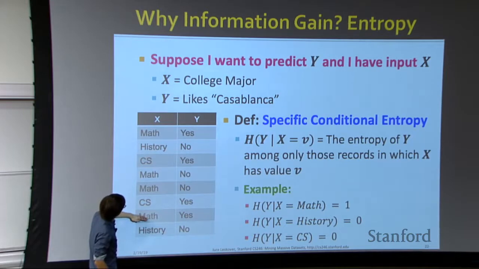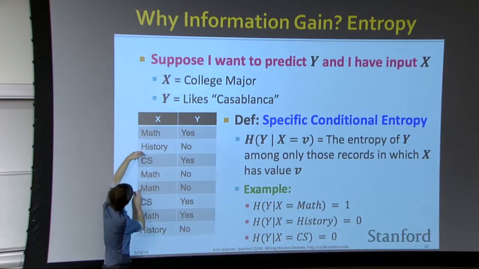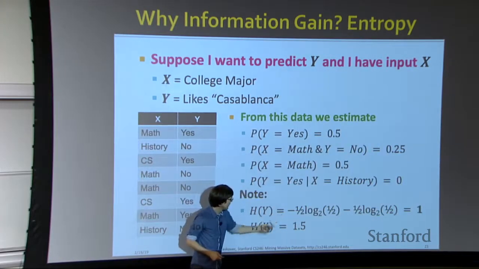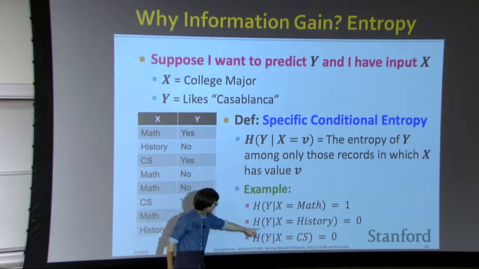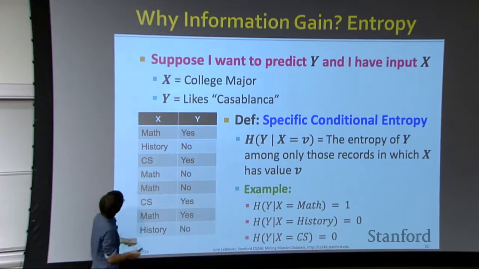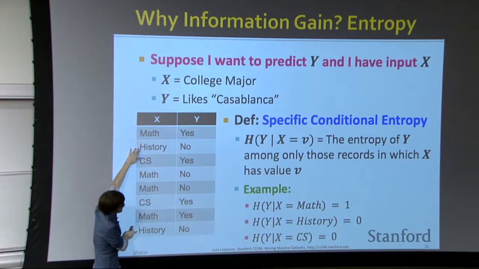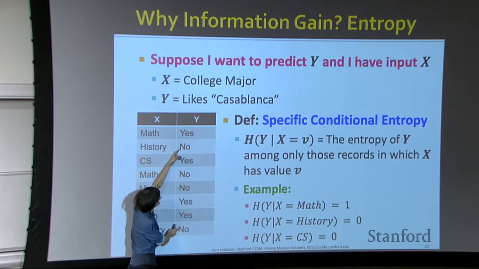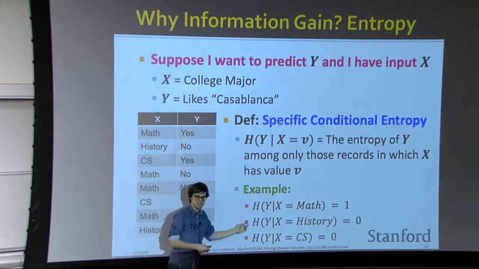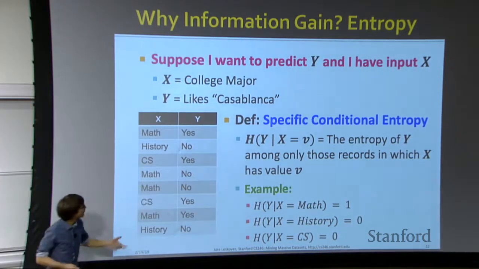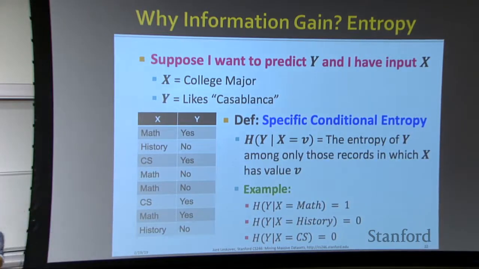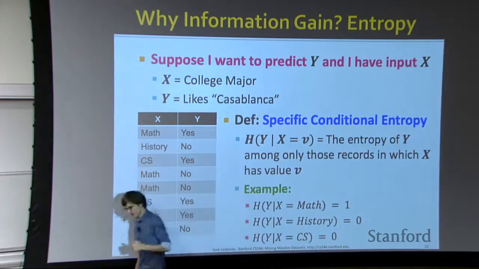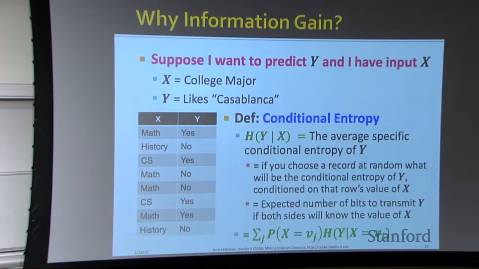I have 2 yeses and 2 no's. So based on this formula I showed you before, the entropy equals 1. While here, for example, for history, for these 2 cases, I always get a value of no. So the entropy is very low. It's actually 0. So that's how I compute specific conditional entropy. I just limit the records based on the condition after the bar. So that's now specific conditional entropy.